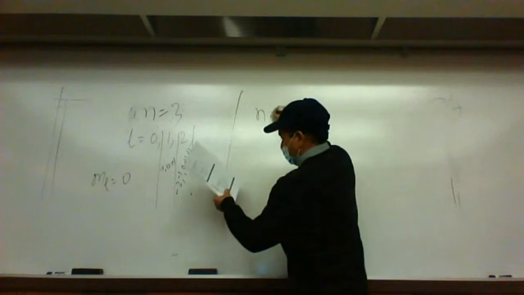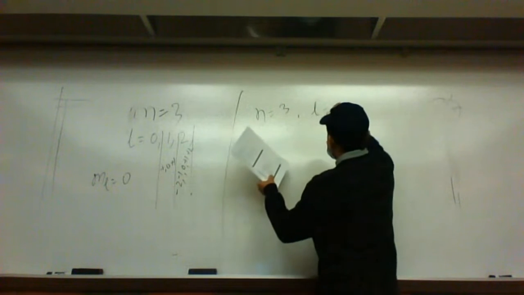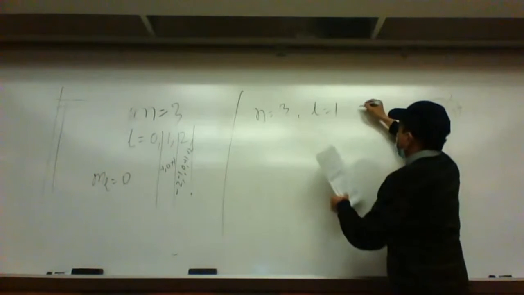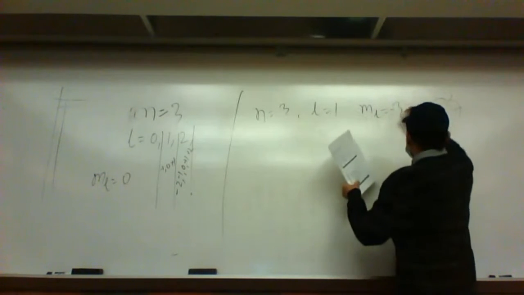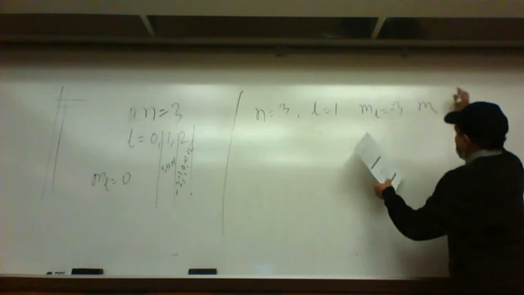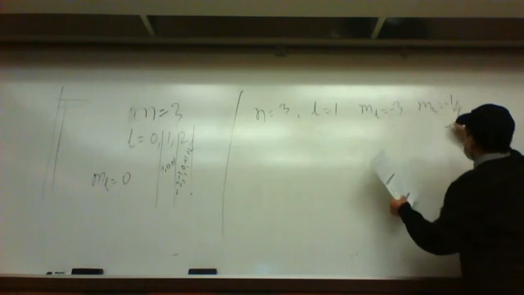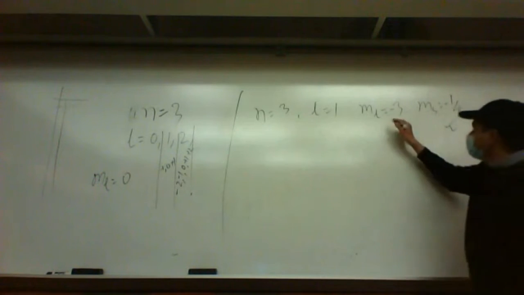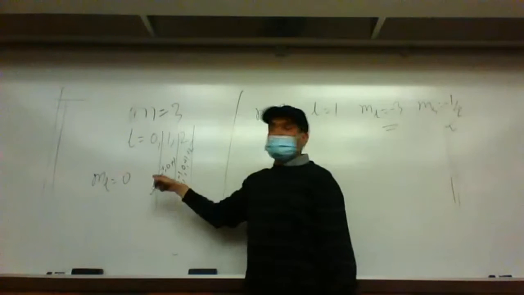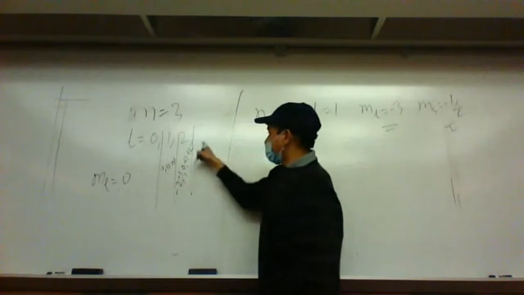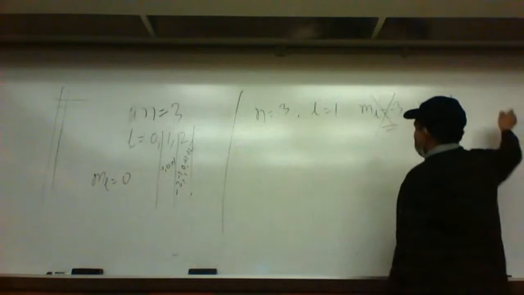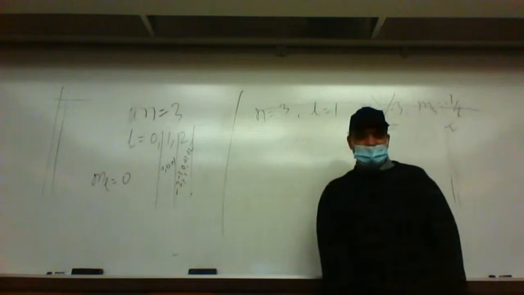In number B, N is equal to 3, L is equal to 1, then ML is equal to minus 3, and MS is equal to minus half. MS minus half is good. Now let's look at ML equals minus 3. Do we have minus 3 here? We don't have it. When N is equal to 3, we don't have minus 3 here, right? It is nowhere. So this is wrong. So everything is wrong here.